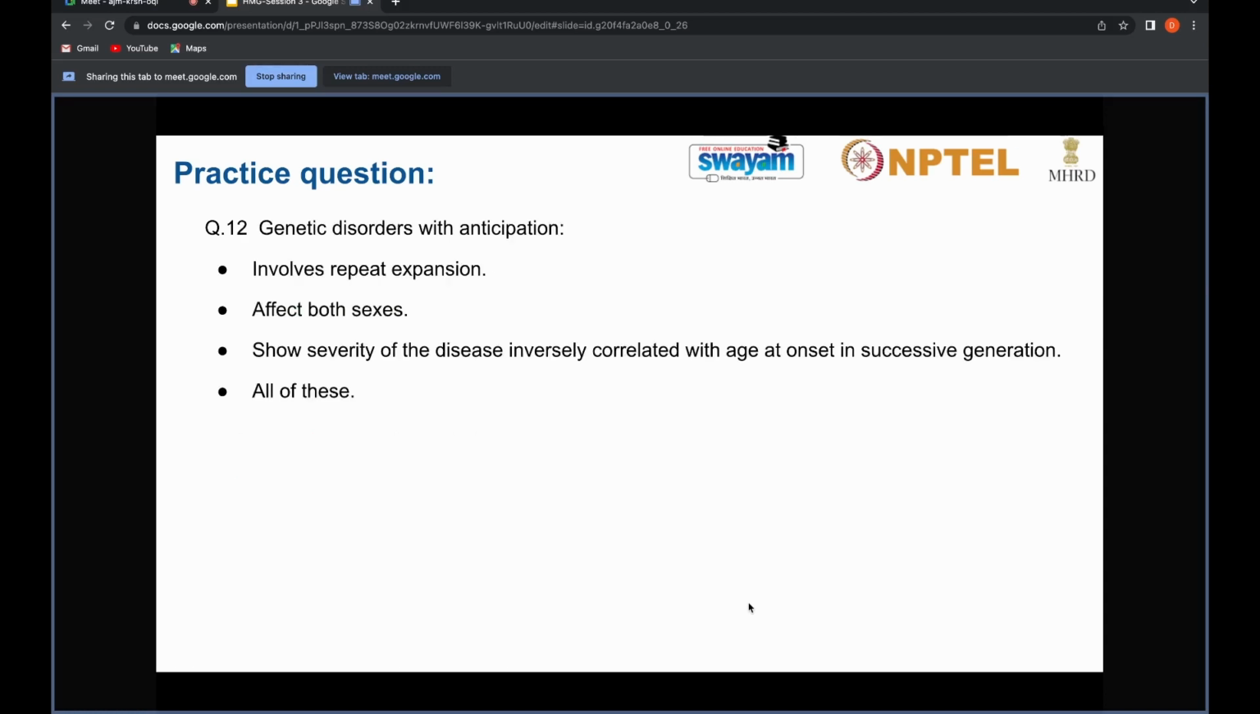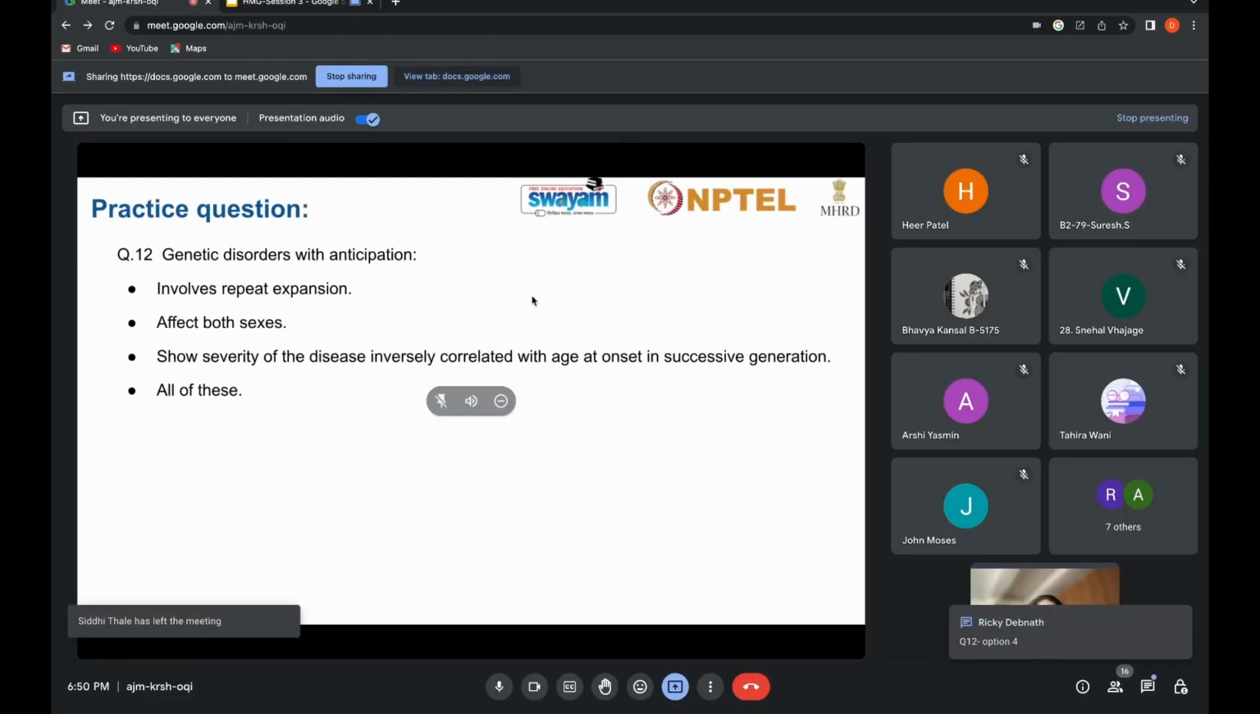Now let's move to another question which says genetic disorders with anticipation. These are the options: involves repeat expansion, affect both sexes, show severity of the disease inversely correlated with age at the onset in successive generations, or all of these. All of this.